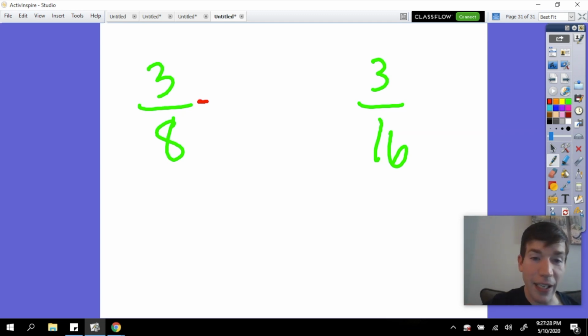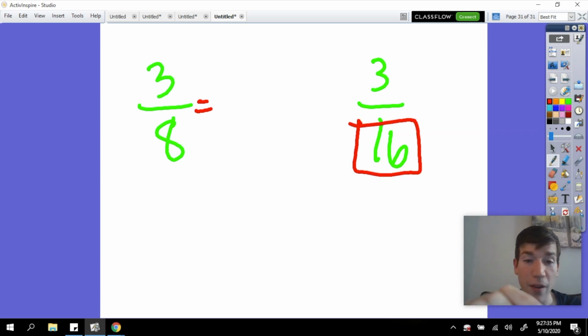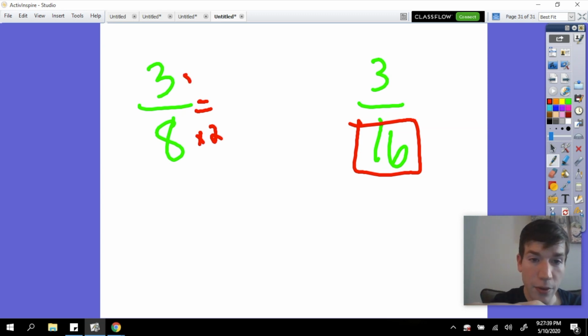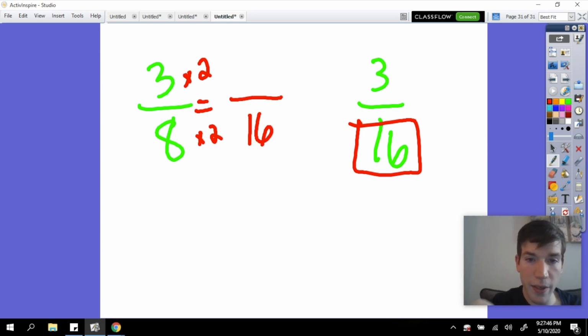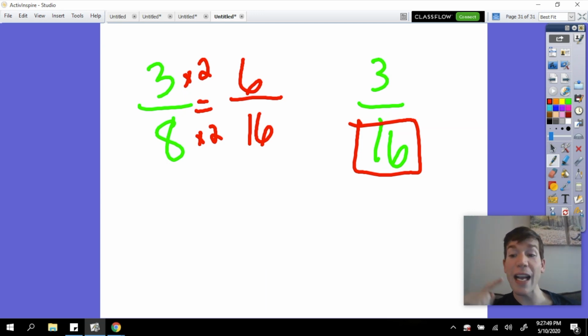Now, if I were to take 3/8 and change my denominator so that we had the same denominator, in order to get from 8 to 16, I would have to multiply by 2. So I'm going to do the same thing on the top. Remember to keep our fraction relationship. 8 times 2 is 16. 3 times 2 is 6. 3/8 is the same thing as 6/16. So actually 3/16 is half of 3/8. It's like taking that fraction and cutting it in half.